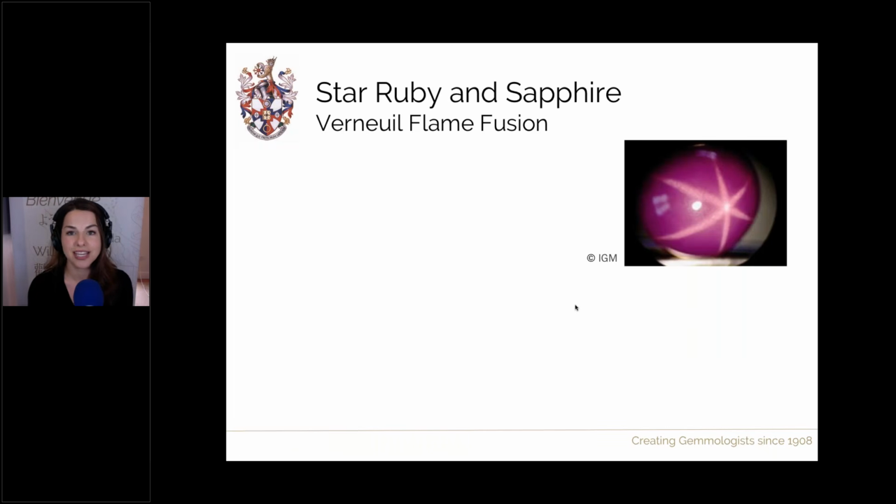Other types of gems that can be made with Verneuil flame fusion are star rubies and sapphires, so those with asterism. And these often have a set of features very different to the natural counterparts. One feature is that they have very straight, defined stars, just as this picture here. The rays of the star often seem to extend edge to edge and don't even need pinpoint lighting to see clear. So the very sharp stars are often seen right on the surface of the gem.